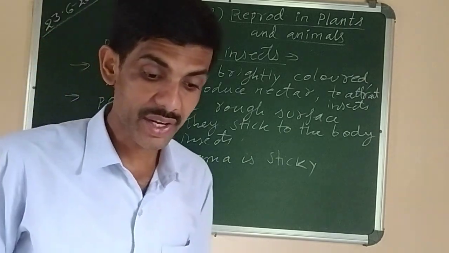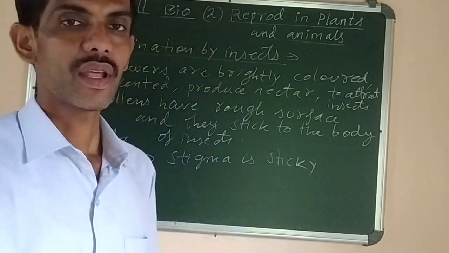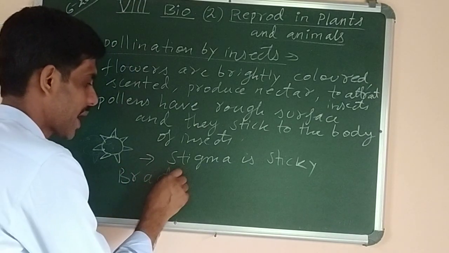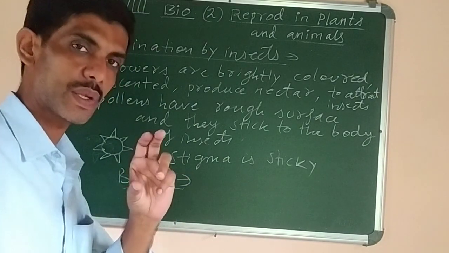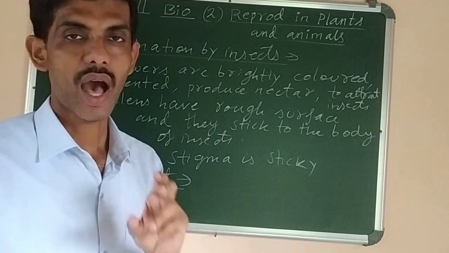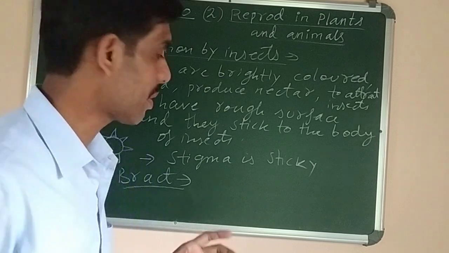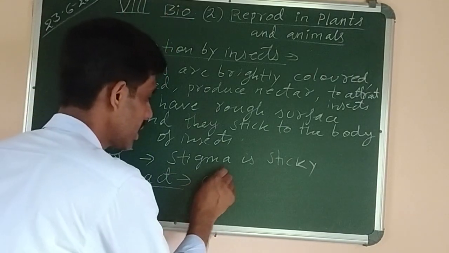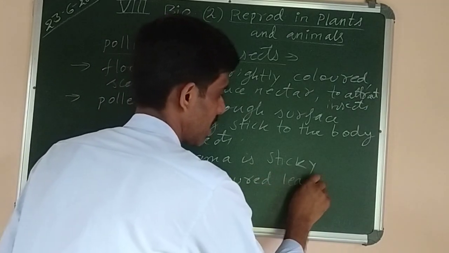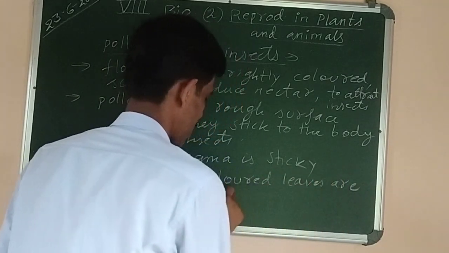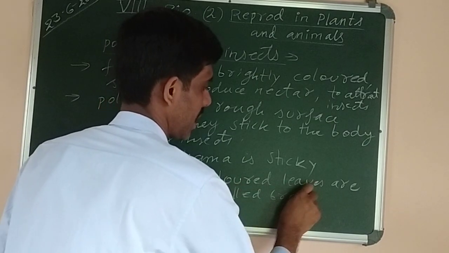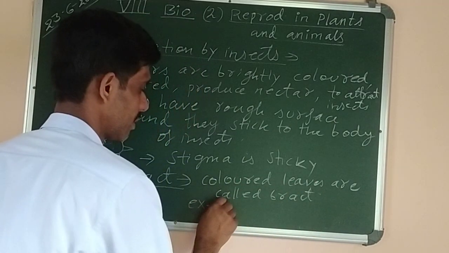So now next fact 5, one topic is there, that is bract. B-R-A-C-T. What is bract? In your book it is mentioned in the box. Colorful leaves are called bract. So I will write the definition here. Colored leaves are called bracts. Example, bougainvillea.